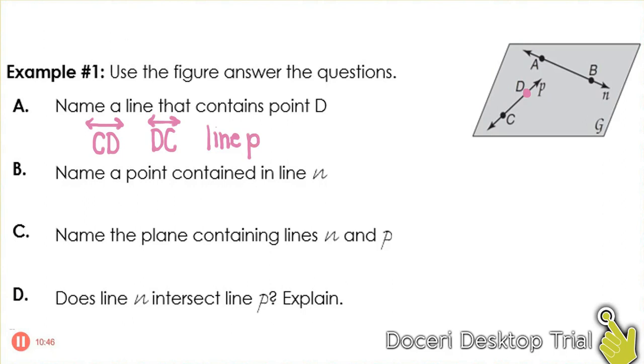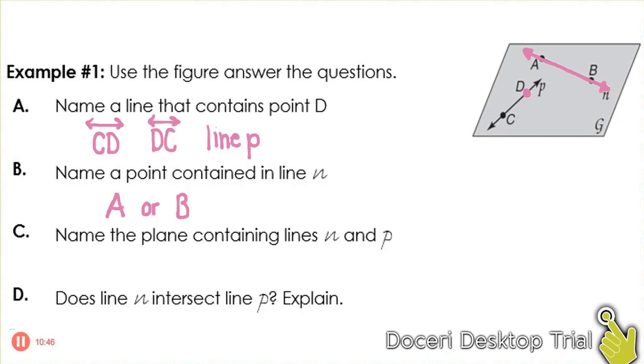Name a point contained in line N. So we're going to locate line N, which is right here. They use that lowercase script letter. And so we're going to name one of those points. So you can either name point A or point B.